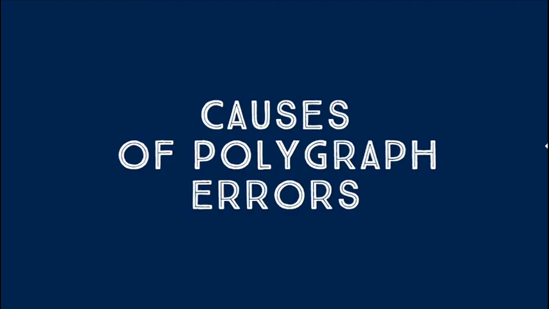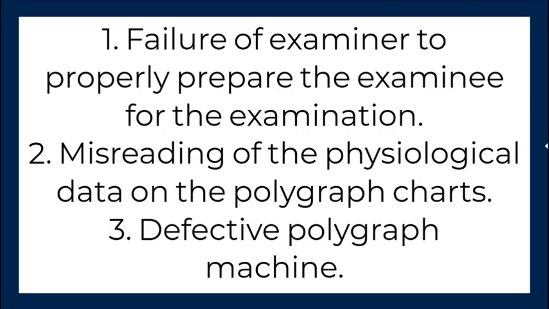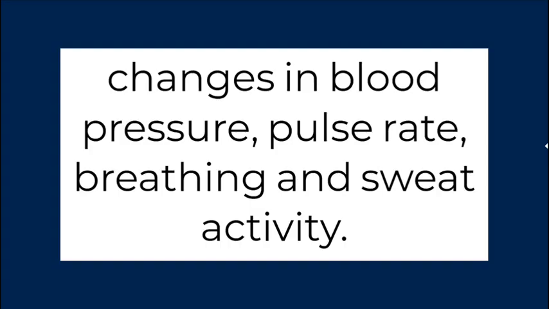Causes of polygraph errors. 1. Failure of examiner to properly prepare their examinee for the examination. 2. Misreading of the physiological data on their polygraph charts. 3. Defective polygraph machine. Reactions: changes in blood pressure, pulse rate, breathing and sweat activity.